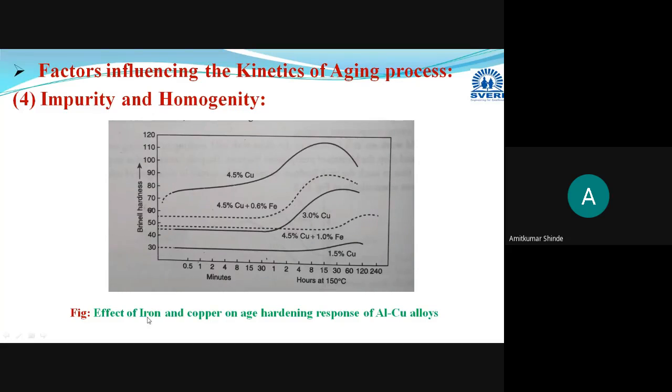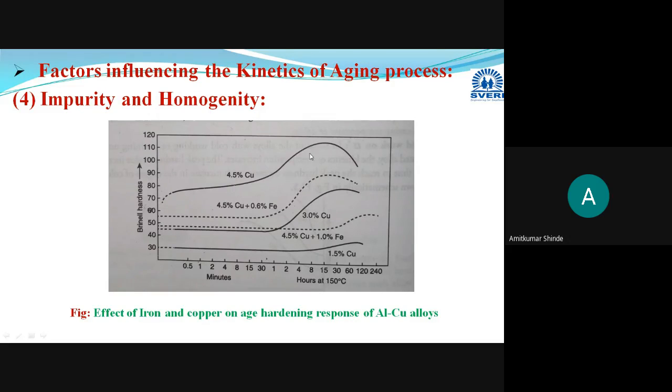Okay, now here the effect of iron and copper on the hardening response of that aluminum copper alloy is explained. Now you can clearly understand from the different curves here that whenever there is a single alloying element, aluminum with 4.5% copper, it will show you higher hardness values.